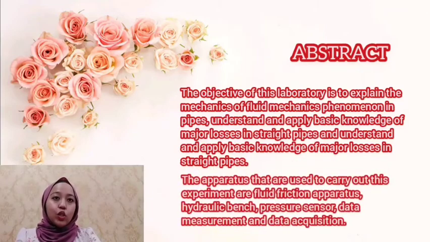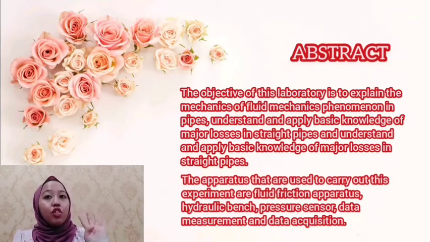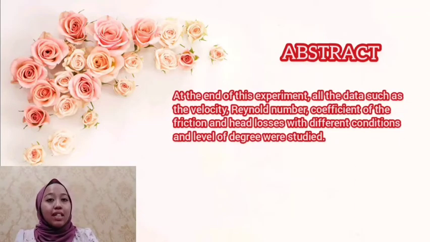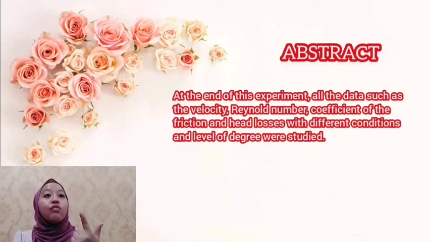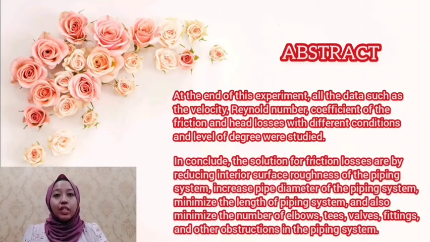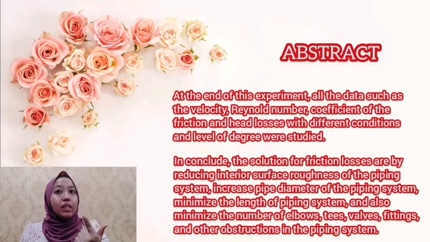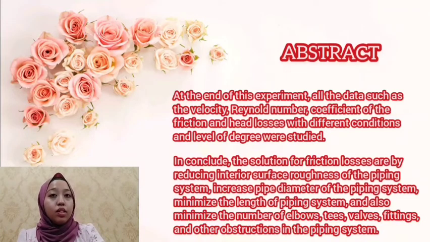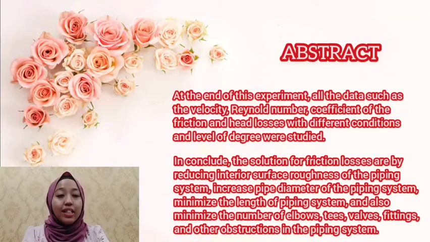The apparatus that are used to carry out this experiment are fluid friction apparatus, hydraulic bench, pressure sensor, data measurement, and data acquisition. At the end of this experiment, all the data such as velocity, Reynolds number, coefficient of friction and head losses with different conditions and levels of degree were studied. In conclusion, the solutions for friction losses are reducing interior surface roughness of the piping system, increasing pipe diameter, minimizing the length of the piping system, and also minimizing the number of elbows, tees, valves, fittings and other obstructions in the piping system.